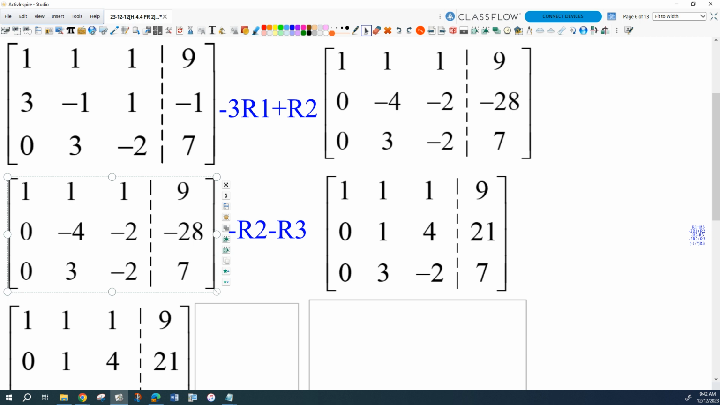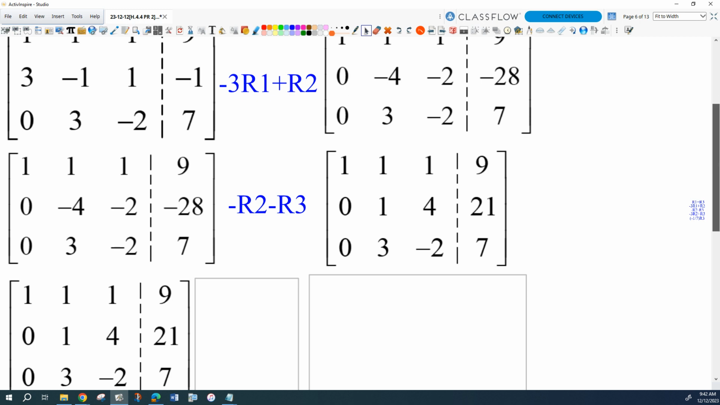So I'm doing two things here. I'm multiplying row 2 by negative 1 to change all the signs. Then I'm subtracting the bottom row. Okay. What do you think might be a good idea next year?